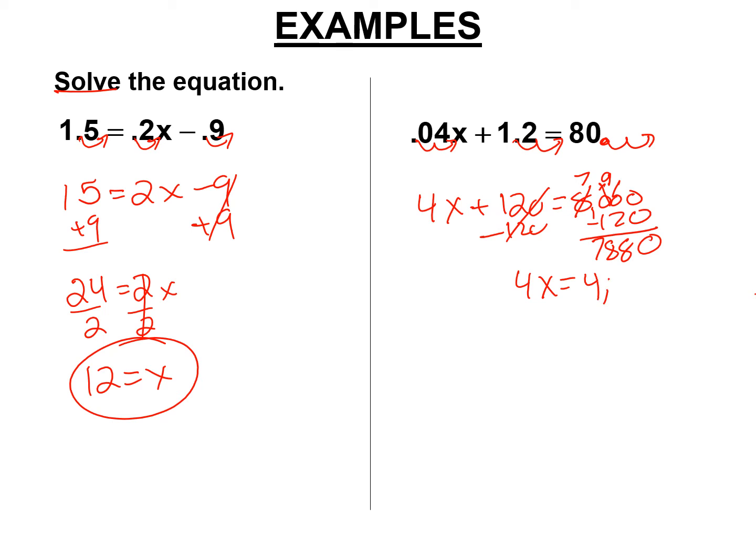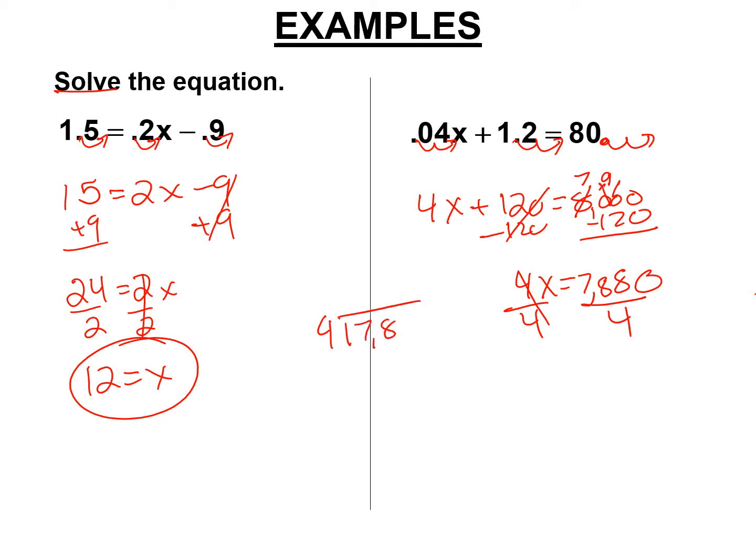Man, I'm making mistakes here. So let's clean this up here. And this is 0, and then 8, and then 8, and then 7. 7,880. Divide both sides by 4. And so now you're going to actually have to do some work.